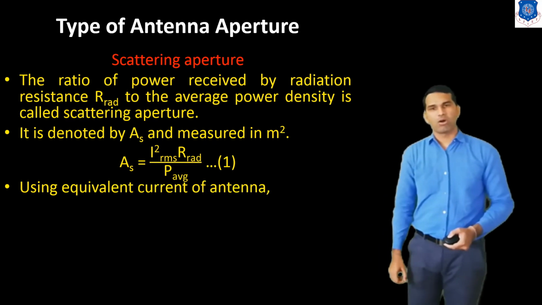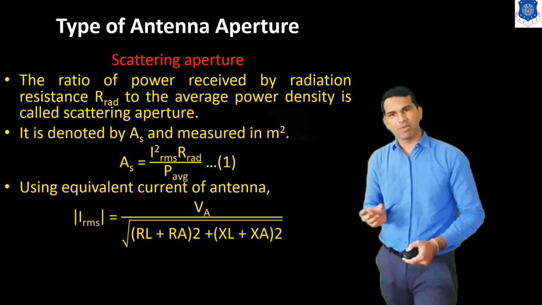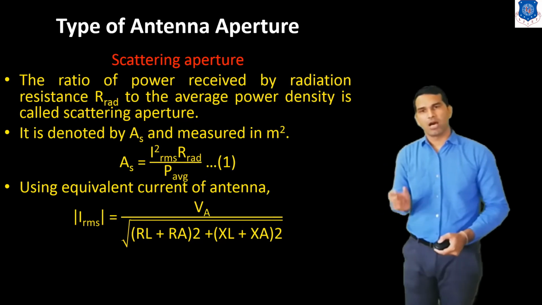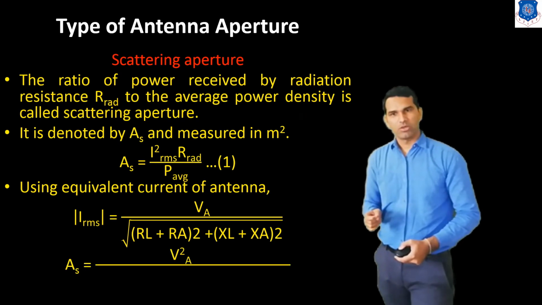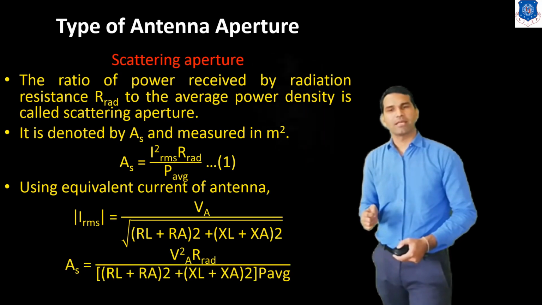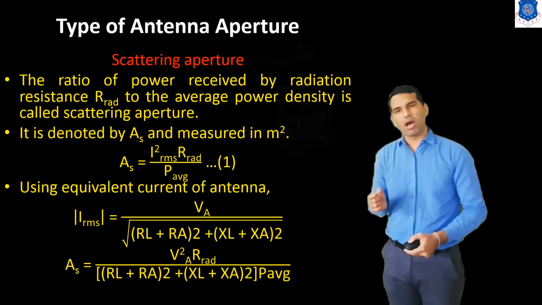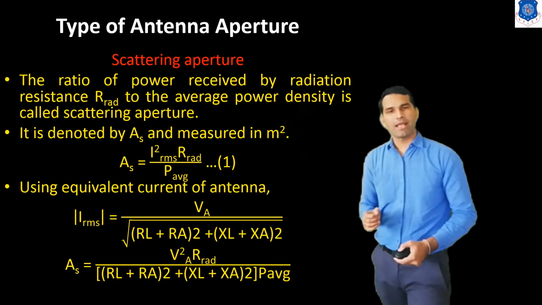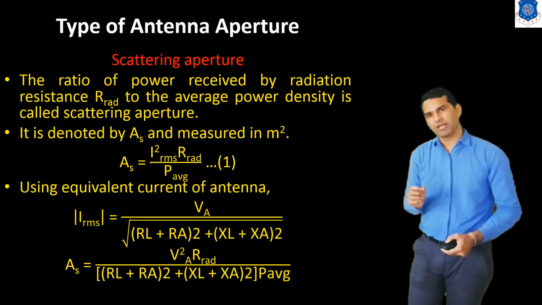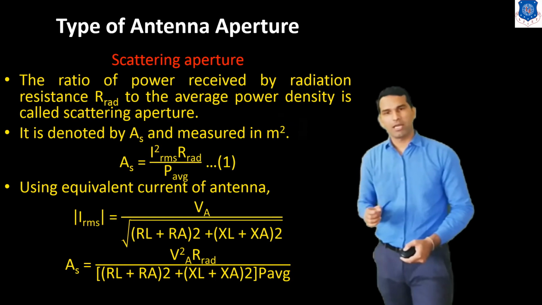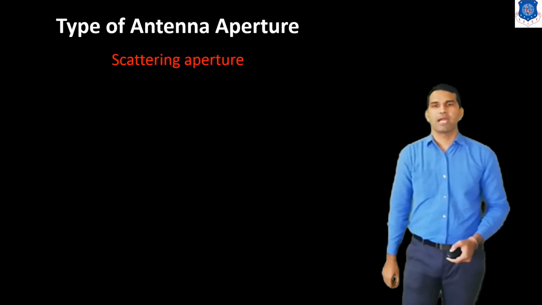Using the equivalent current of the antenna, the IRMS value is VA upon the square root of RL plus RA square plus XL plus XA square. So we can write the equation as AS equals VA square into R radiate upon RL plus RA square plus XL plus XA square into P average. Here the average is written in the subscript. Now next one is the scattering aperture.